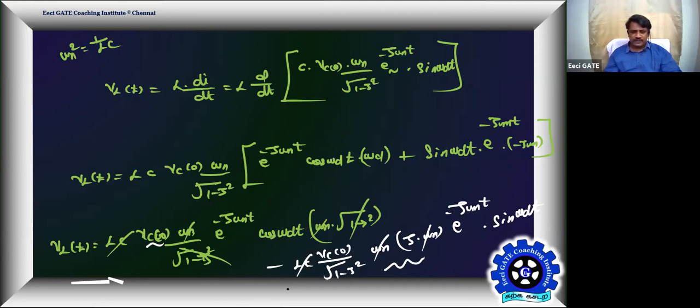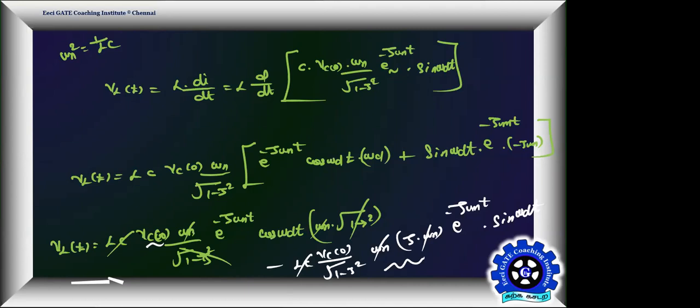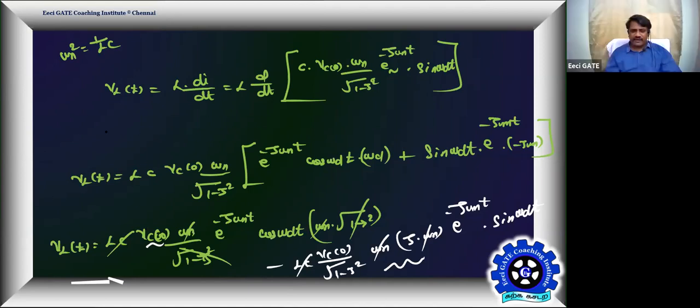All of you getting? Yes or no? Following, right? Following or not? Yes, sir. Okay, then what is VR of t? Let me take VR of t here itself. VR of t is RC into VC of 0 into omega n by root of 1 minus zeta square into e power minus zeta omega nt into sine omega dt.